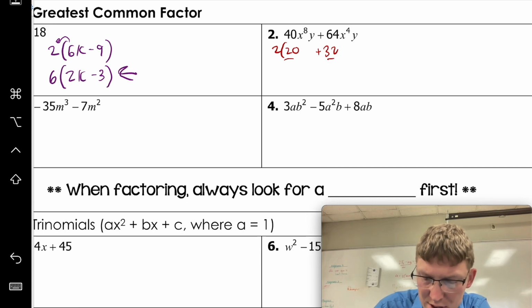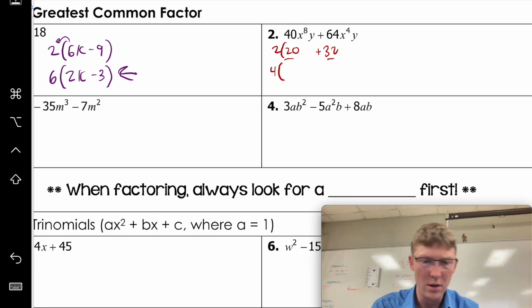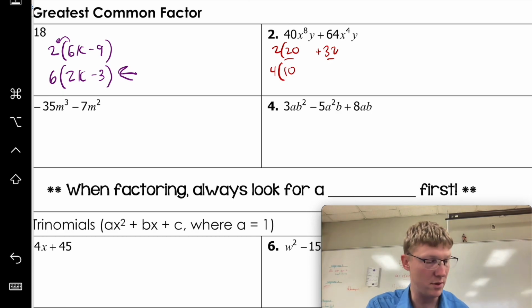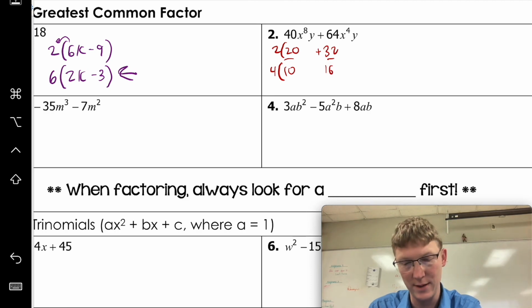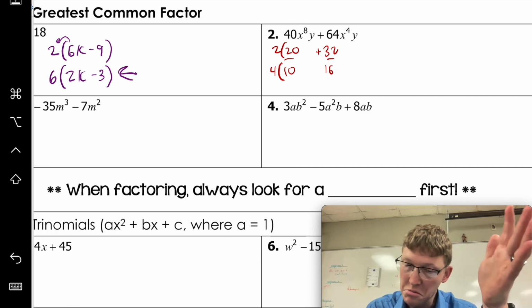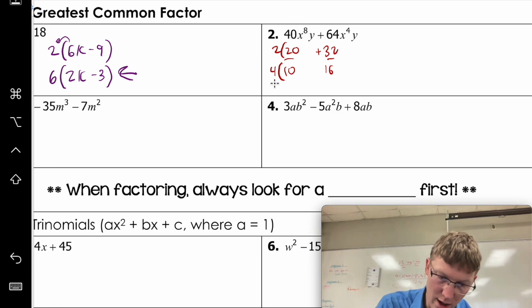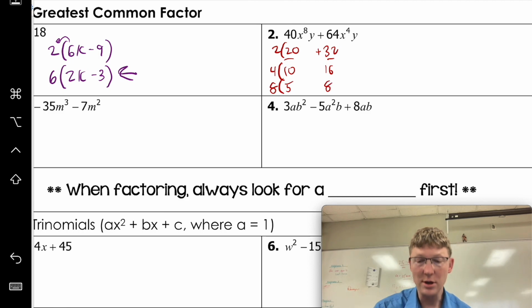20 and 32 is still divisible by another 2. So then we're going to take another 2. So now we've got 10, and 32 divided by 2 is 16. Yeah, I knew that. Totally knew that. Okay, 10 and 16 are still even, so I can pull another 2 out. So now we're going to have 5, and that's going to be 8. 16 divided by 2 is 8. Okay, 8.